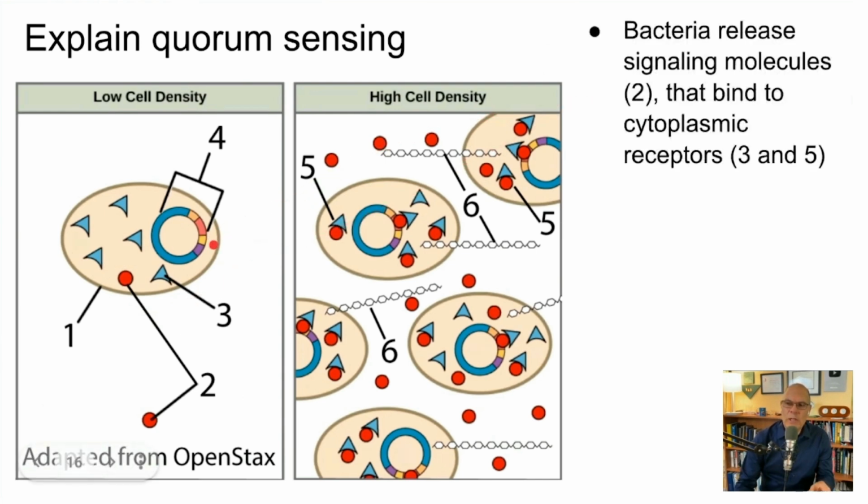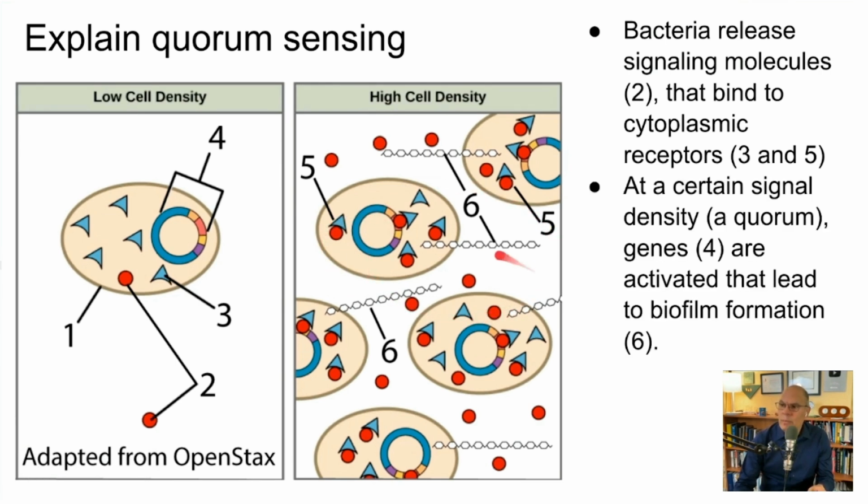And what the bacteria do is they're constantly releasing signaling molecules that bind to cytoplasmic receptors. Here's one over here at number 3. Here's another cytoplasmic receptor at number 5. When the bacteria are in low density, there just won't be that many ligands around. But when there are a lot of bacteria, then all of these receptors will start to be bound by the ligand. That's what we see on the right side of this diagram.